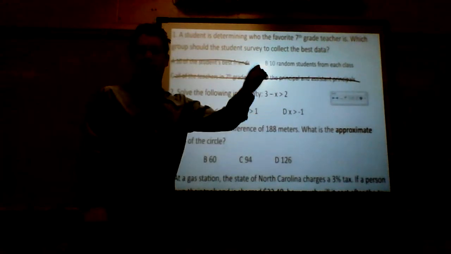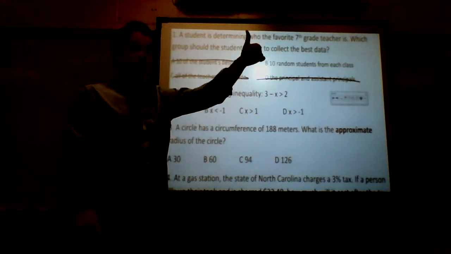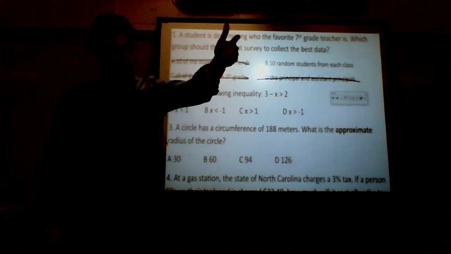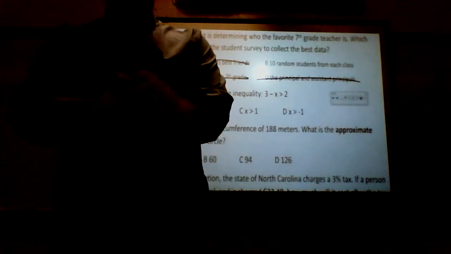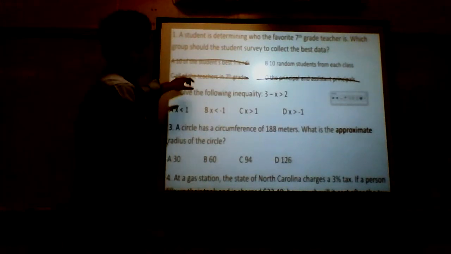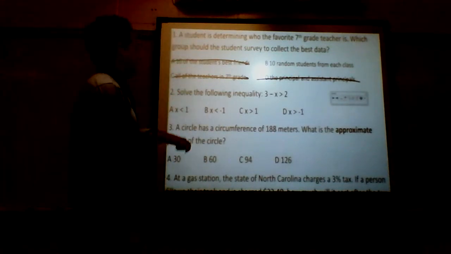The best way to determine this is to take 10 random kids from each class. Because if you ask 10 random kids from Miss Musser, Mr. Smith, Miss McCullough, all the teachers on the team, and all the teachers on the other team, you will have a fair sample.